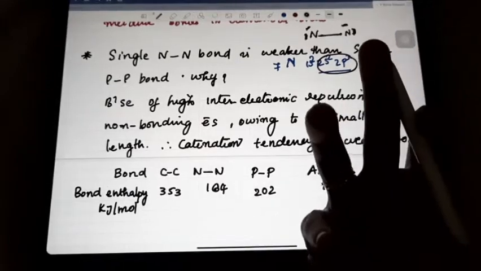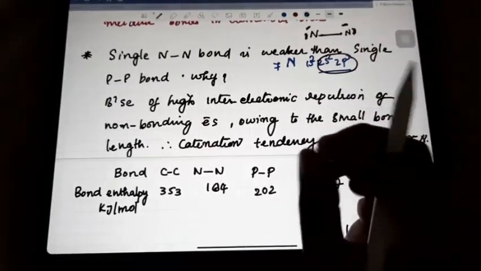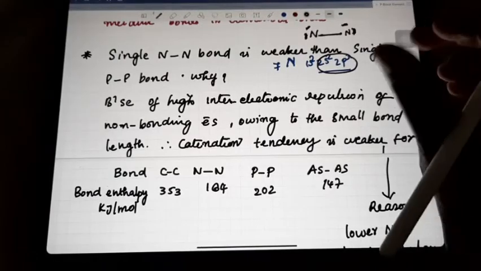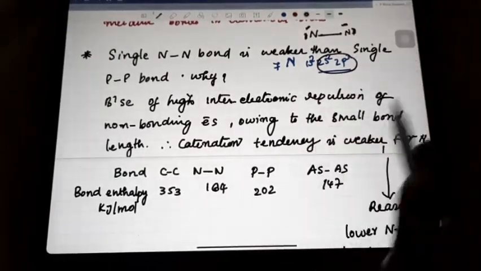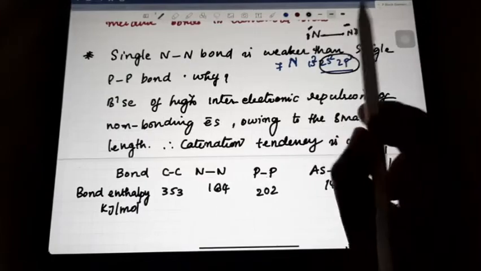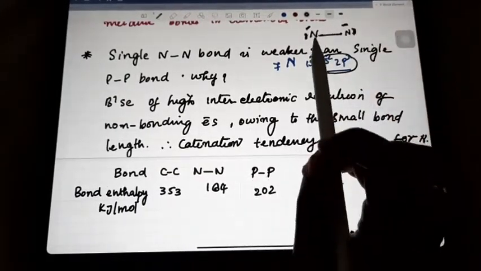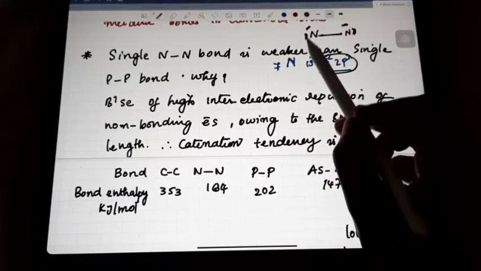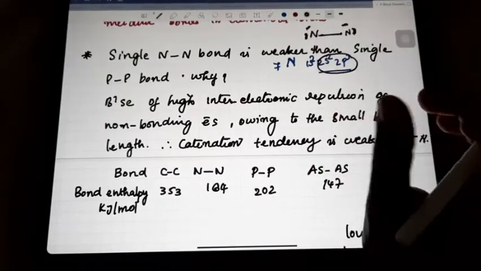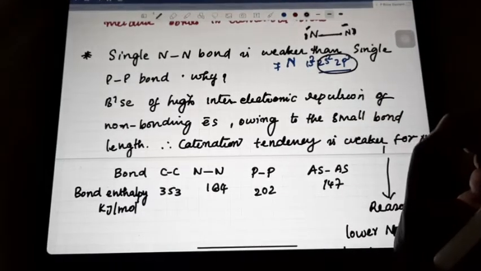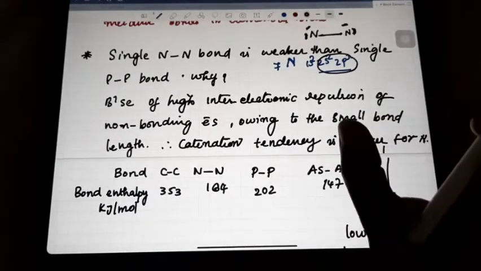Why is it called catenation? Catenation means self-linking capacity. That means nitrogen with nitrogen, carbon with carbon, oxygen with oxygen. That is called catenation, self-linking capacity. For the nitrogen single bond, that capacity is weaker here, because the interelectronic repulsion is more. So they are not interested in forming an N single bond N, and the catenation tendency also reduces.